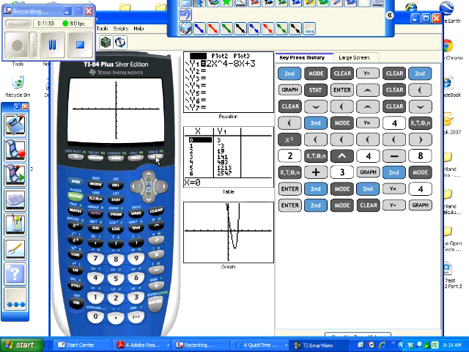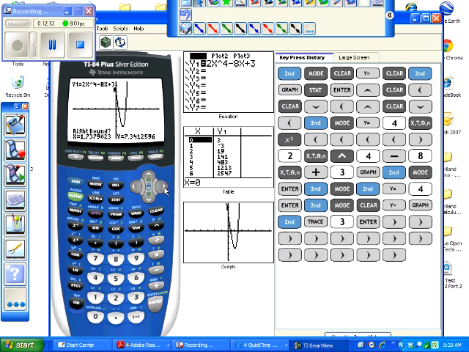Okay, so we're going to hit graph, and you can actually see the graph there. I'm going to go to second trace, which is calculate. I'm going to calculate the minimum, number 3. I'm going to do a left bound, and then I'll do a right bound, and enter. And then I'll just kind of get in the middle of that. Hit enter. And what we can see graphically there is there's actually a minimum at negative 3.